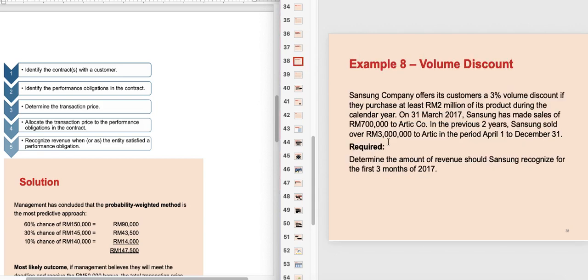And volume discount. This is also an element of variable consideration, which you should include when identifying your TP. For example, Samsung offers its customer a 3% volume discount if they purchase at least 2 million of its product during the calendar year. On 31st March 2017, Samsung has made sales of 700,000 to Arctic. In the previous 2 years, Samsung sold over 3 million to Arctic in the period April to 31st December. So this is the experience we are talking about here.